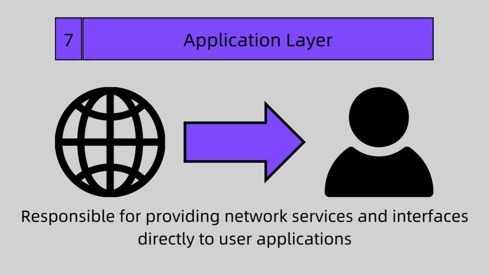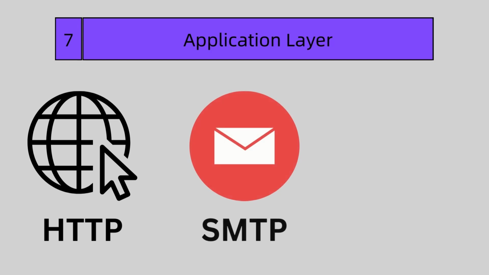Finally, let's delve into the application layer in the OSI model, which is responsible for providing network services and interfaces directly to user applications. It enables communication between different applications running on separate devices by defining protocols and standards for data exchange. This layer deals with data formatting, ensuring that information is properly structured for transmission and interpretation by the receiving application. It includes a wide range of protocols such as HTTP for web browsing, SMTP for email, and FTP for file transfer, each serving specific application level functions.